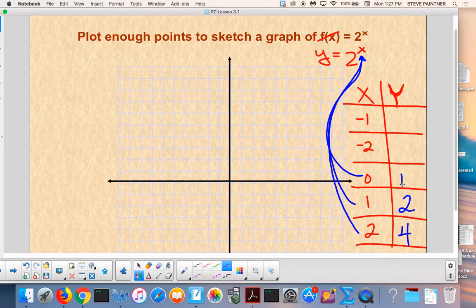What about 2 to the negative 1? That's really 1 over 2 to the first. So that's 1/2. Yep. What about 2 to the negative 2? 1/4.